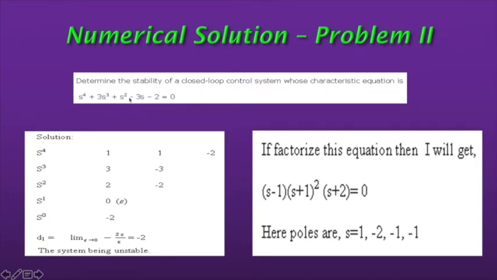If we factorize this equation, then we get these factors. Then what is S? S equals 1, another pole is minus 1, and the third pole is minus 2. That means these two poles are on the negative side, but this is a positive pole with an equal and opposite negative pole. For these two poles, this value is 0. But because of the sign change in the first column, this system is unstable.